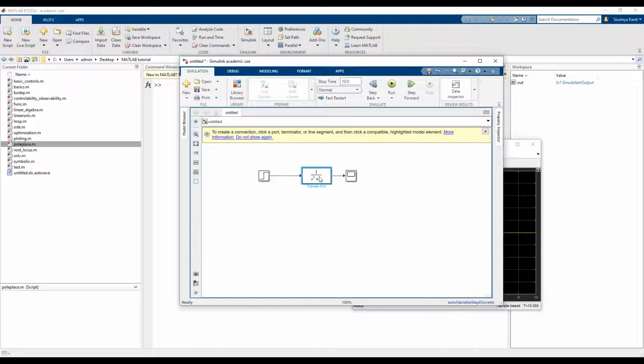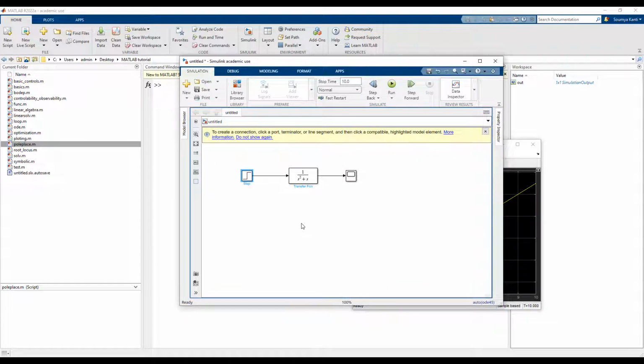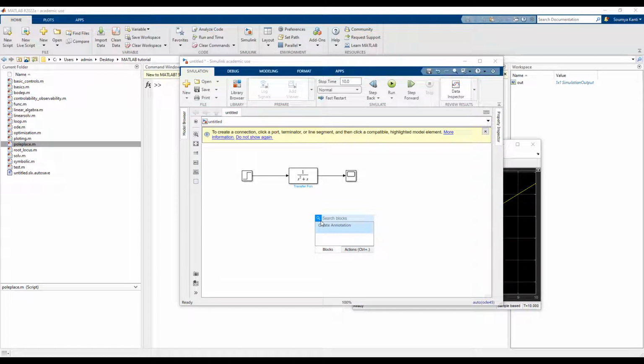So it's like an open loop transfer function. So what is the open loop thing? You can see that it's like a ramp input. It goes on till infinity. Suppose I want to see what is the closed loop response of a transfer function to a step input.